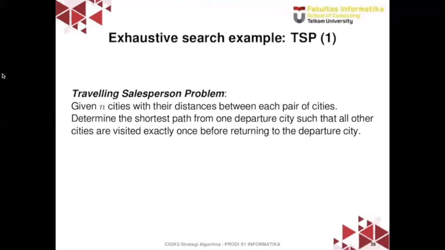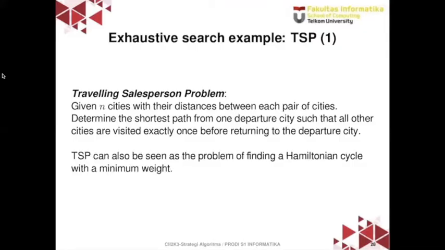There are some examples of exhaustive search, but in this video we will have two main examples: the traveling salesperson problem and the knapsack problem. The traveling salesperson problem is the problem where we have n cities and the distance between each pair of cities, and we want to determine the shortest path from one departure city such that all other cities are visited exactly once before returning to the departure city.